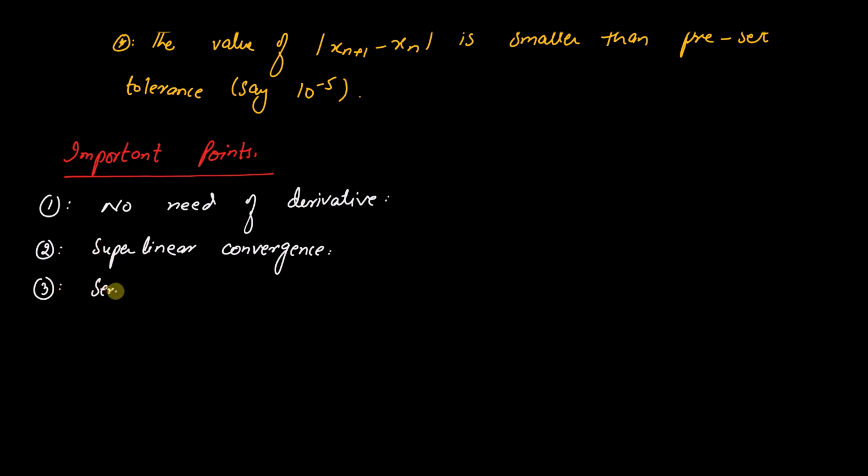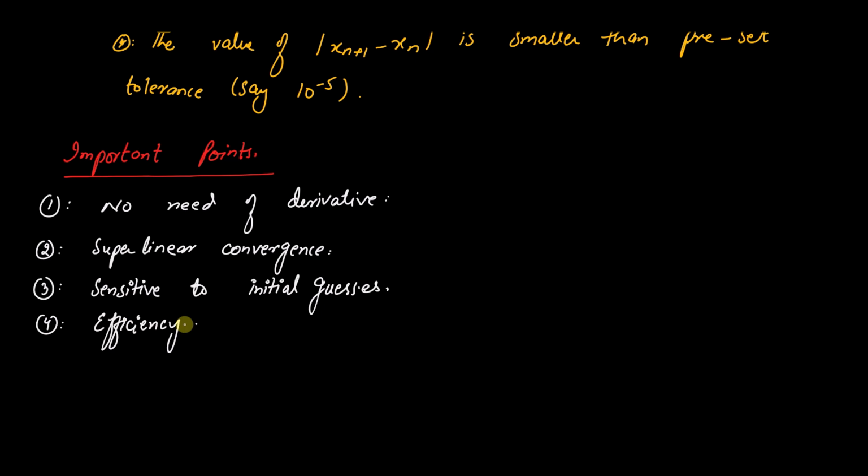Thirdly, it is sensitive to initial guesses. Poor initial guesses may cause divergence or slow convergence, so it's better to choose initial guesses wisely. And the last one is efficiency. For well-behaved functions, it converges rapidly and with less computational cost.